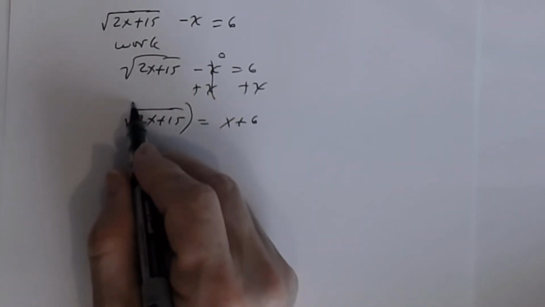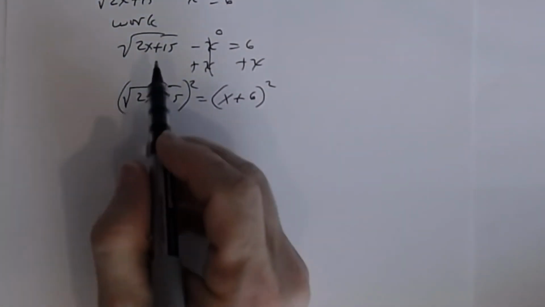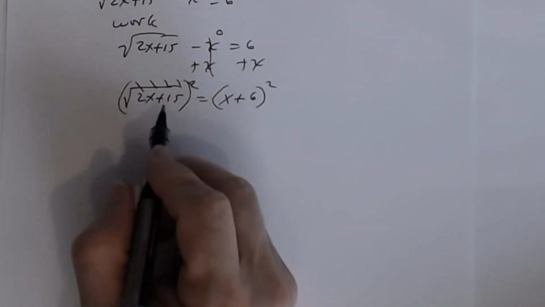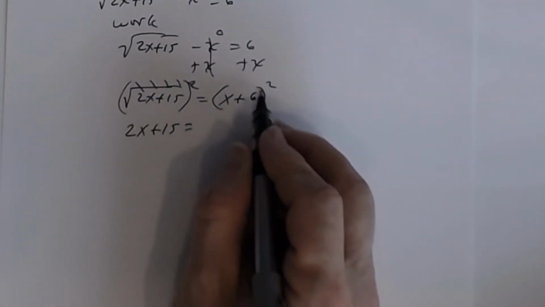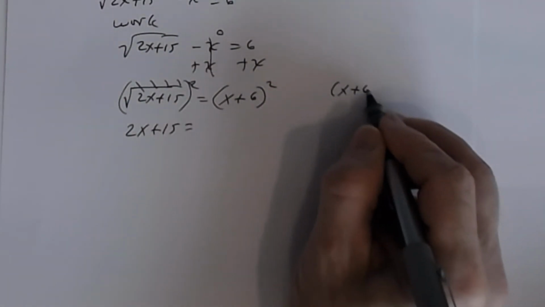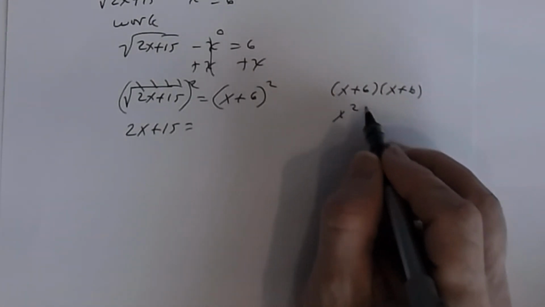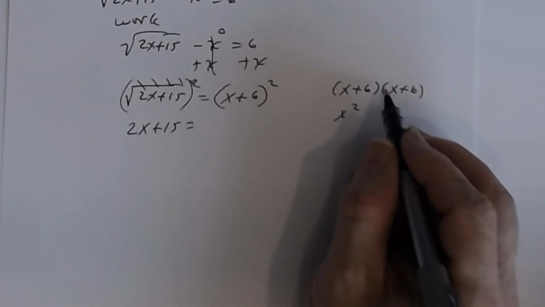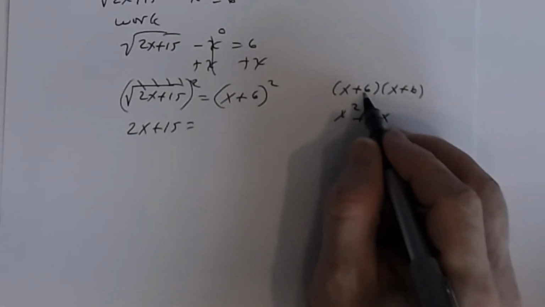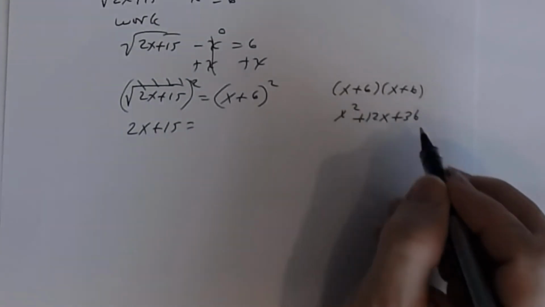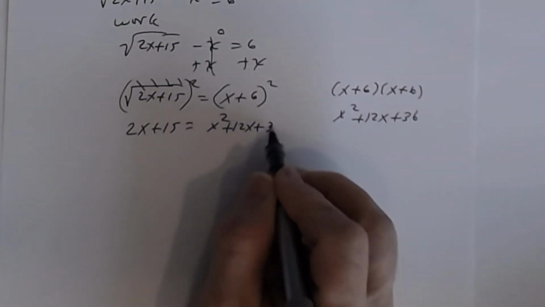You're going to raise both sides to the exponent 2, to a power 2. The square and the square root undo each other. So you get the radicand, 2x plus 15, equal. When I FOIL this, remember that means x plus 6 times itself. When I FOIL this, I'm going to get x squared. The outer 6x, and so is the inner, because the binomials are the same. So you get 12x, and then 6 times 6 is 36. So that's going to go here. So x squared plus 12x plus 36.